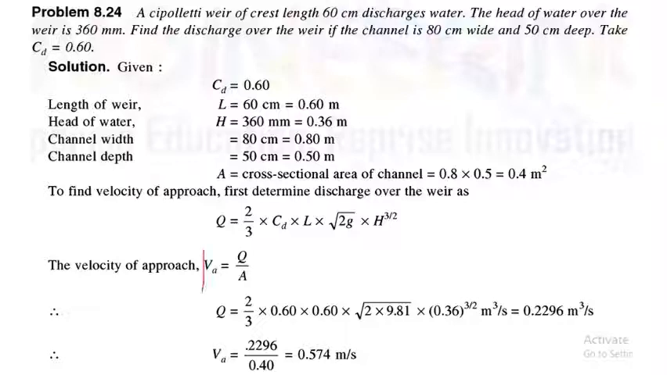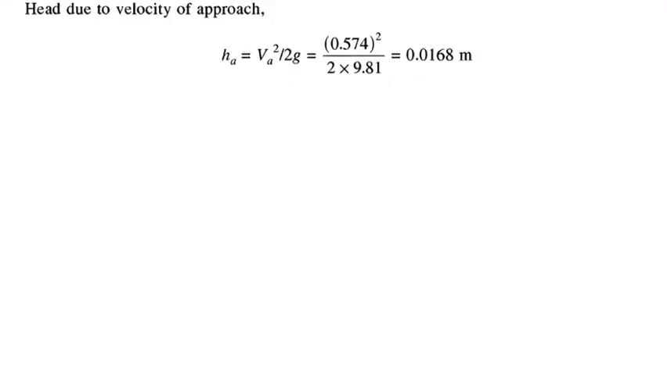Velocity of approach is given by VA is equal to Q by A. So we are finding out velocity of approach also in this problem. Q is equal to 0.2296 meter cube per second and VA is equal to Q by A, that is 0.2296 divided by A, which is given as 0.4 meter square from the width and the depth. So VA is equal to 0.574 meters per second. Then head due to velocity of approach HA is equal to VA square divided by 2G, that is 0.0168 meters, because we have already found out VA.